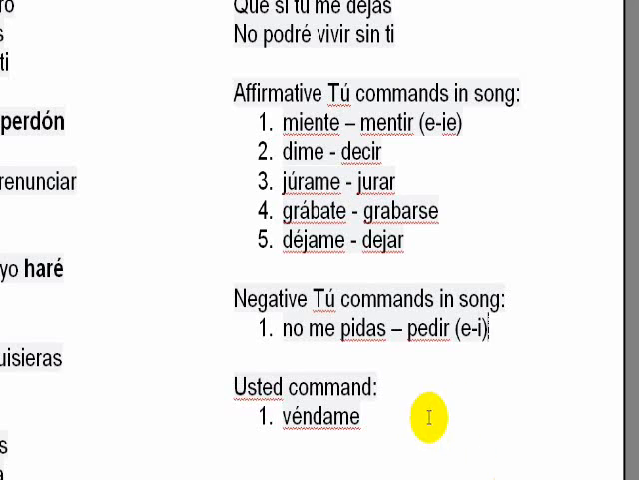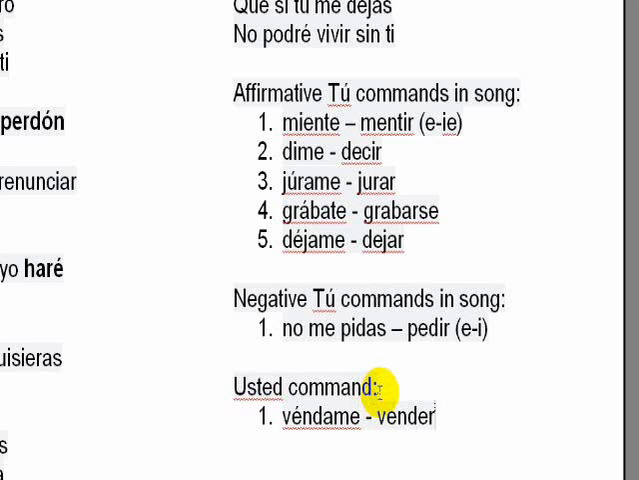And then one thing I found kind of weird, I found one usted command in this song, which I thought was strange because all throughout the song he's using the familiar tú command, negative tú command. He's talking to this person informally. And then he has this one command, véndame, which is an usted command. Vender, of course, means to sell, and sell me something would be the literal translation of véndame. So I thought that was kind of strange.